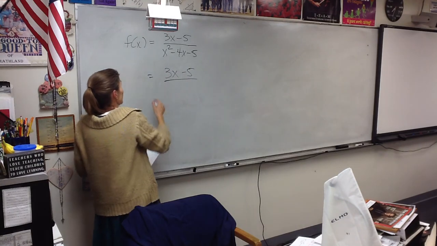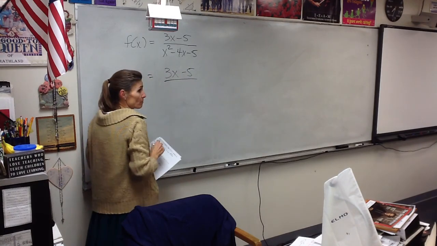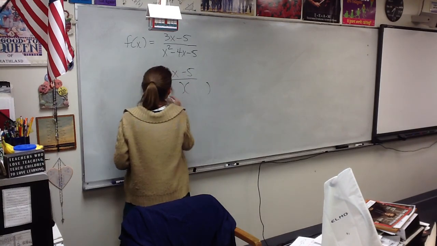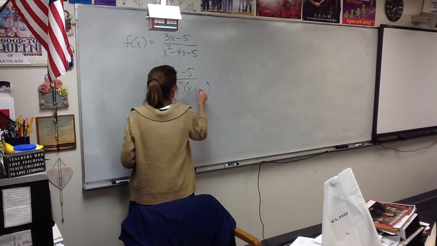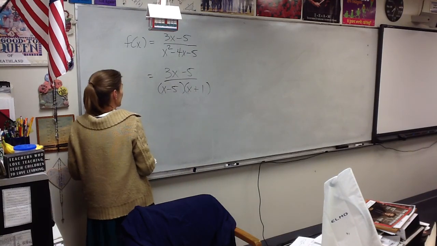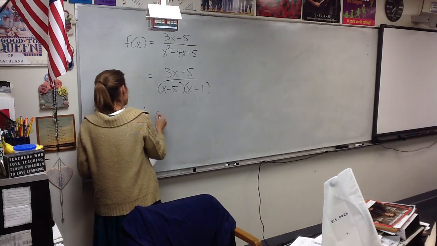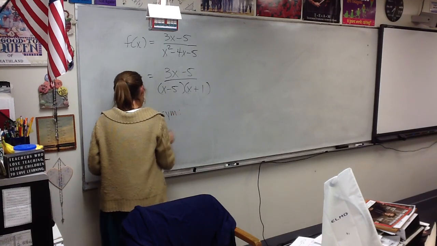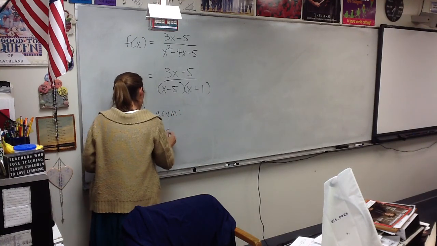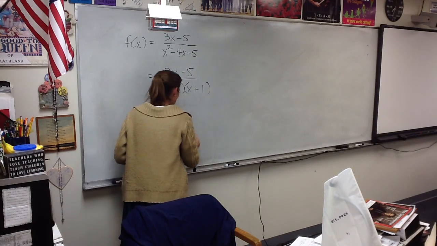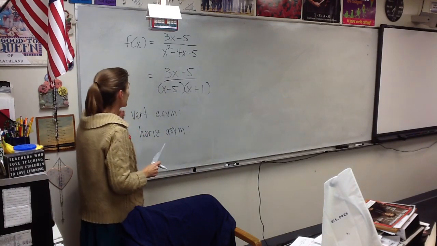All right, so here we go. We're going to factor the bottom, right? And the bottom factors into x minus 5 and x plus 1. Now I need my asymptotes. So I'm going to have vertical asymptotes, and I'm going to have horizontal asymptotes. The problem says find all of them. Okay, so here we go.